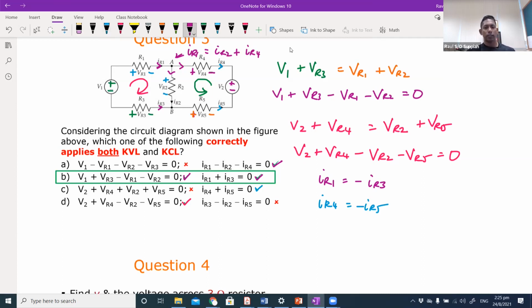The last one is relating to this node B. If you look at node B, current coming in is IR3 and IR2, going out is IR5. So at node B, you can say IR3 plus IR2 equals IR5. So this is wrong. The last one for KCL is wrong. So the correct option for both KVL and KCL is B. All right, so that is how you analyze this question here.